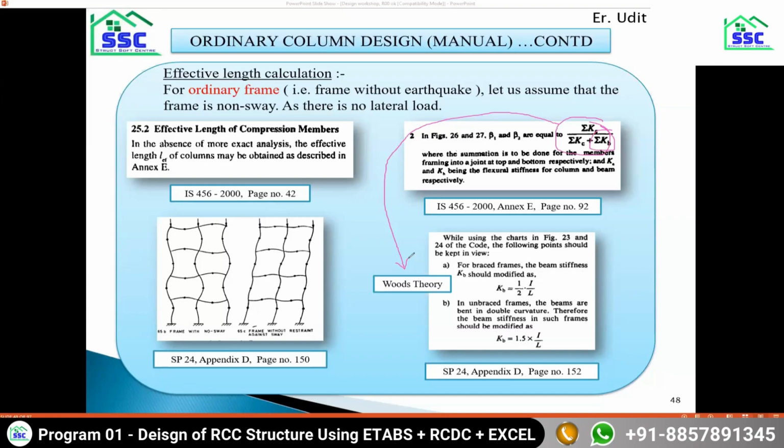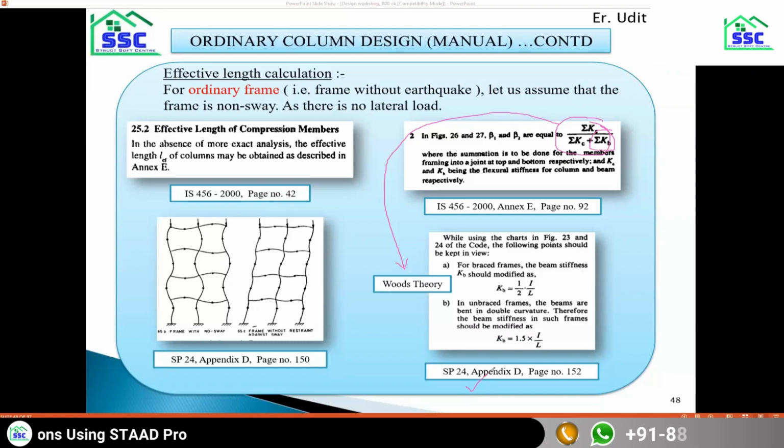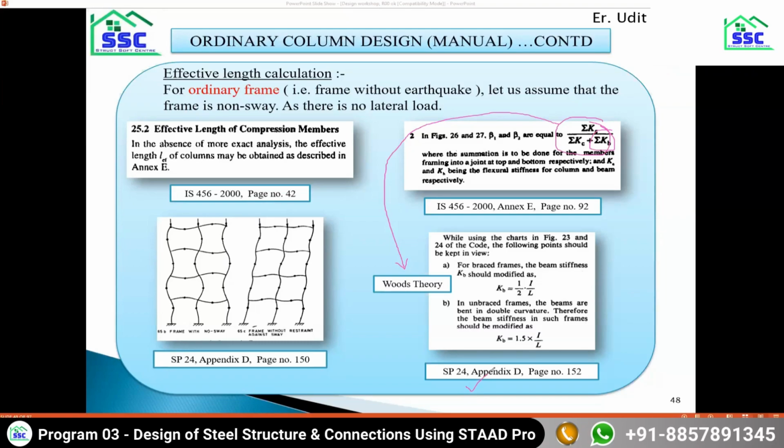To give you the proper reference, they had to study a lot of literature, and ultimately SP24 came to our help once again. If you refer to SP24 Appendix D, now SP24 is based upon the earlier version of IS 456, but the effective length calculation is unchanged. So we can refer to SP24 when we are calculating the value of summation Kb. Please note down: SP24 Appendix D gives you the calculation of summation Kb.